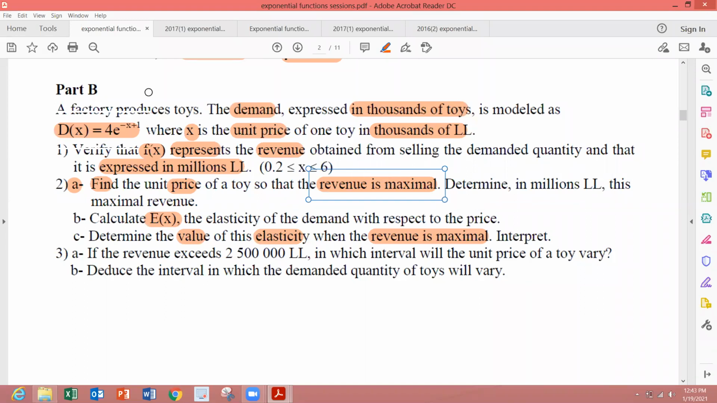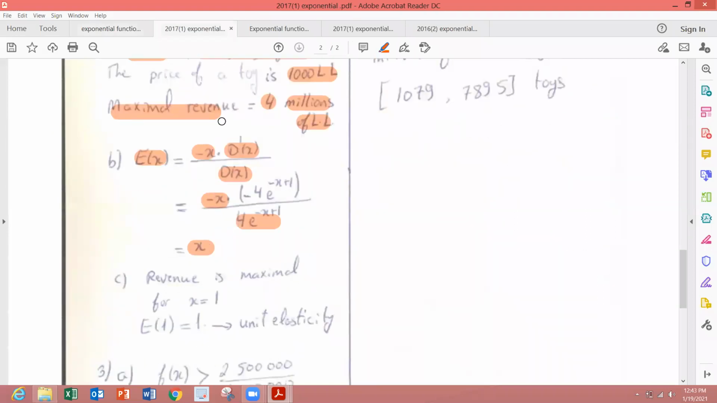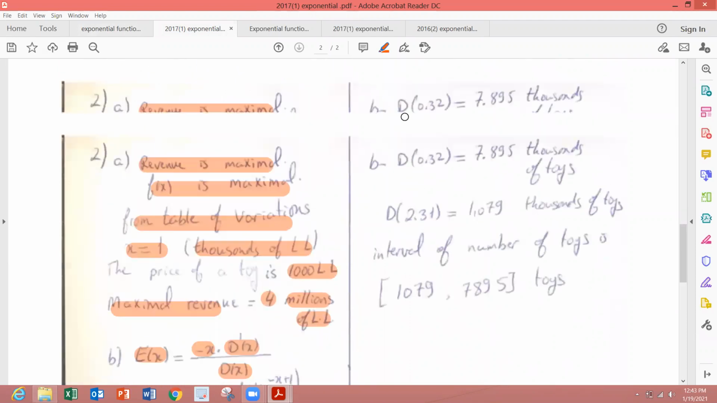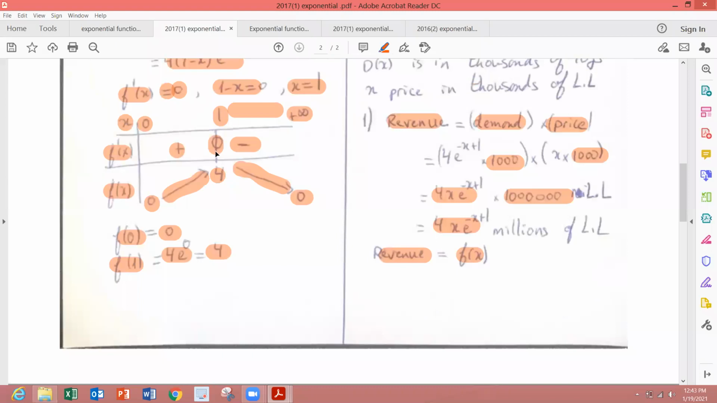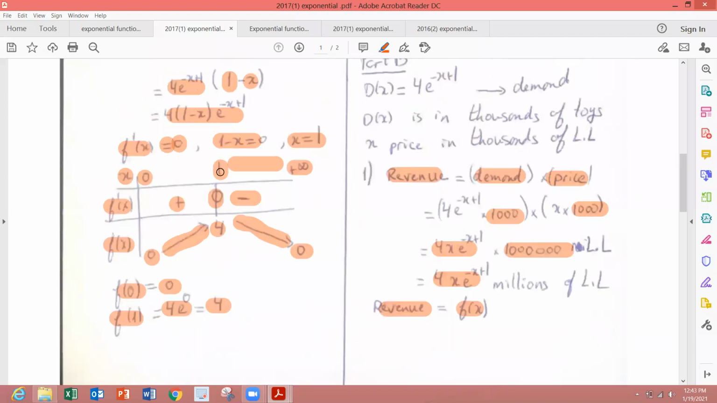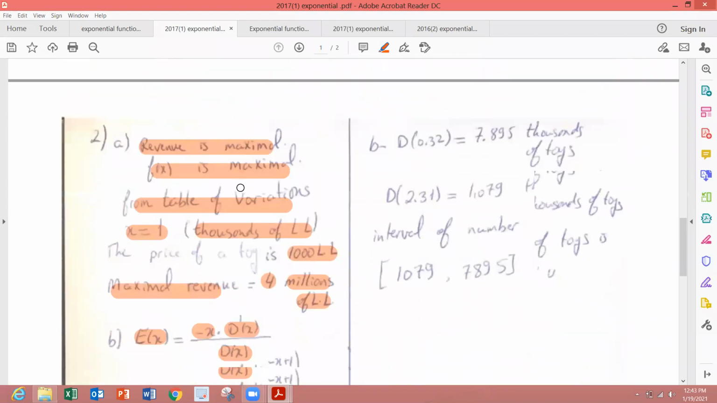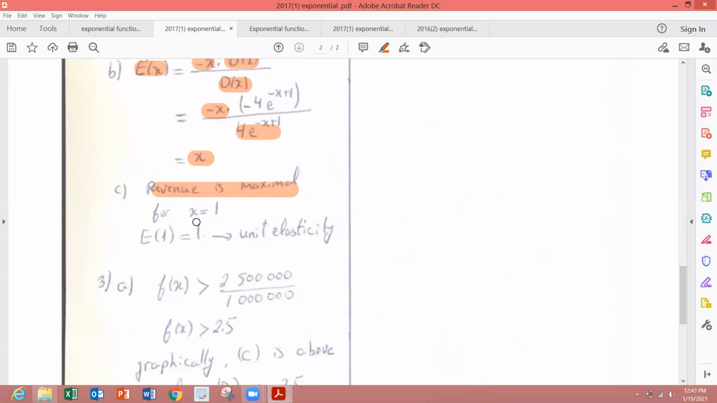Whenever we are going to determine the elasticity, we have to replace x by 1, so the revenue is maximal. From the table of variation, x equals 1. So E of 1 equals 1.